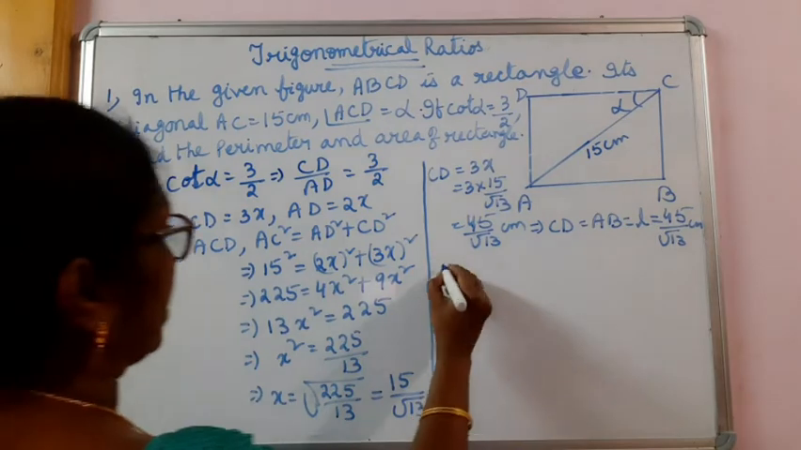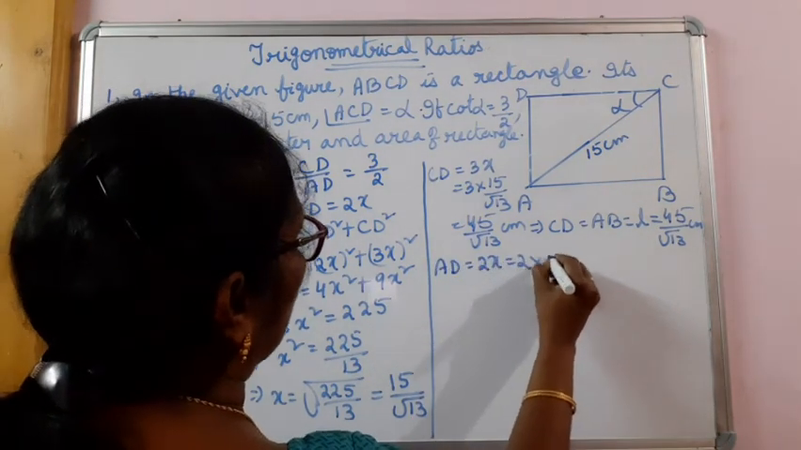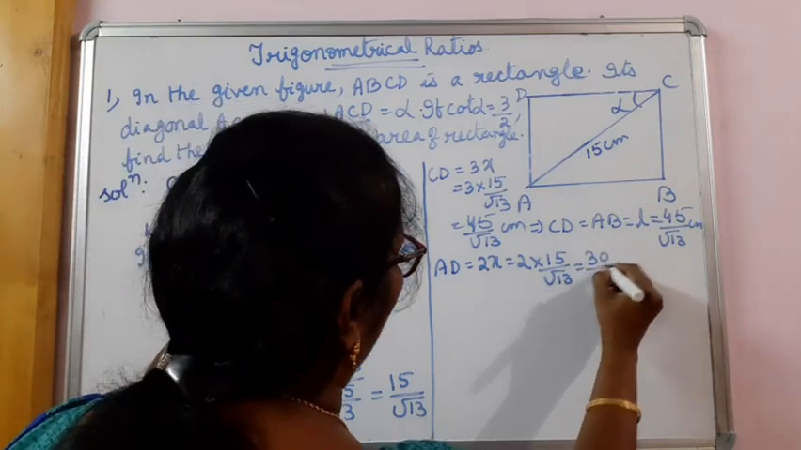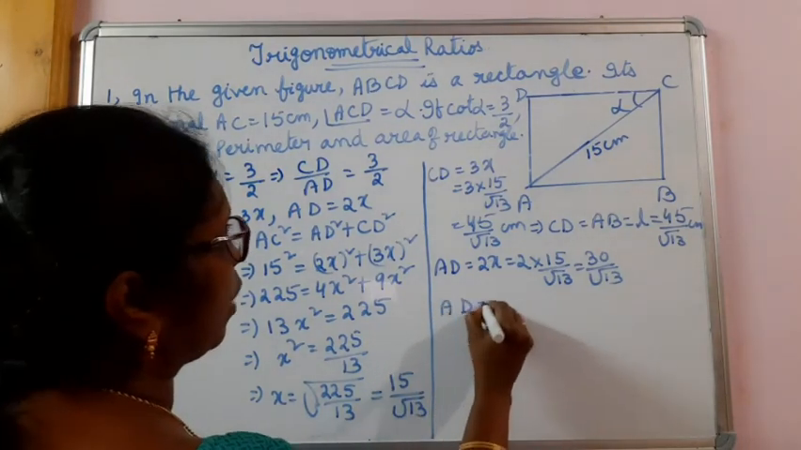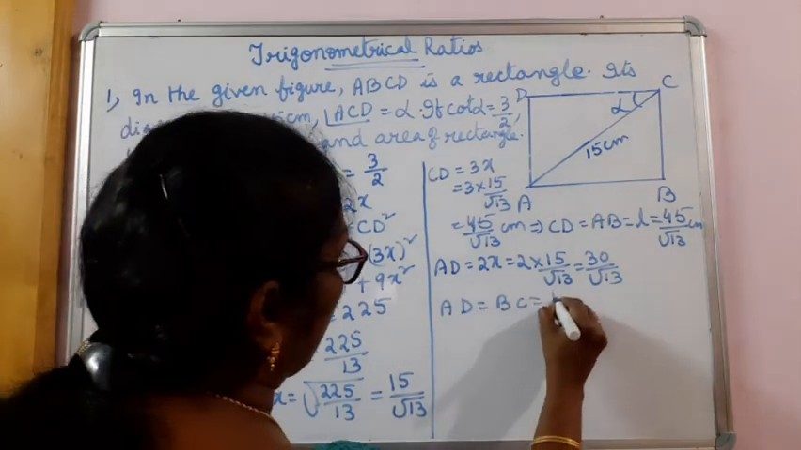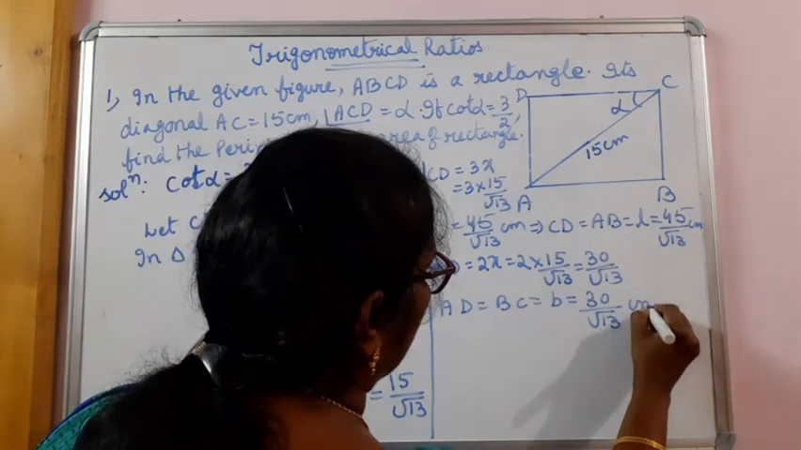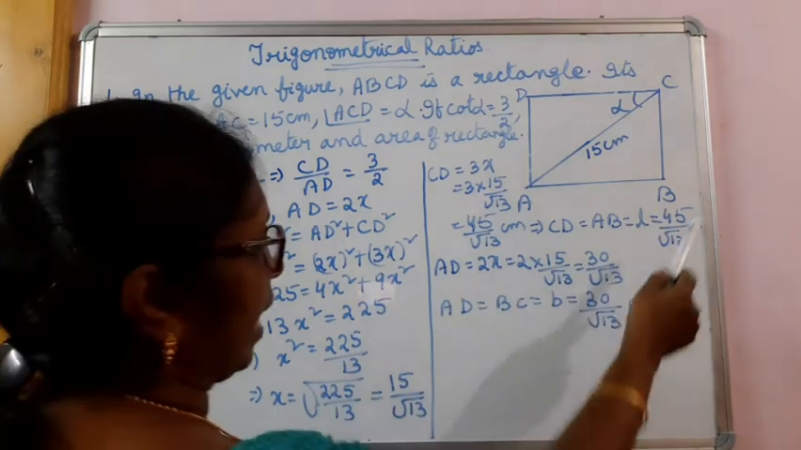Now let us find AD. AD is equal to 2x. That is 2 into 15 by root 13. That is 30 by root 13. Okay. So AD is equal to BC, that we say generally as the breadth of the rectangle. That is 30 by root 13 cm. Now we got both length and breadth of the rectangle, L and B.